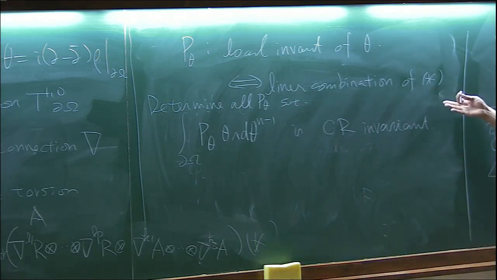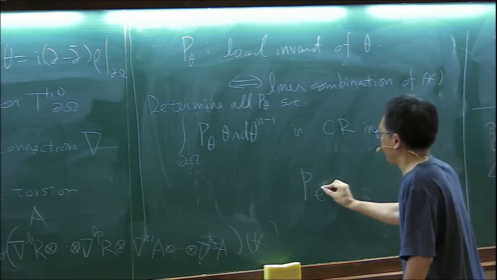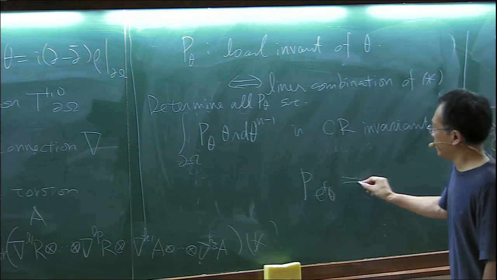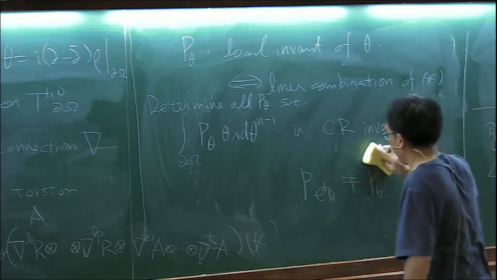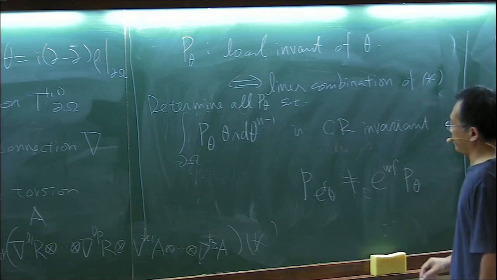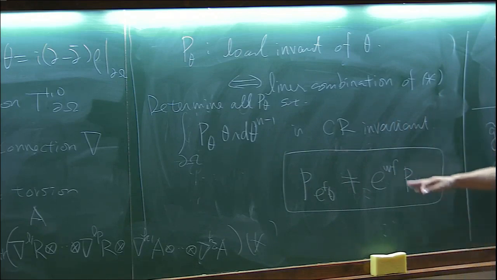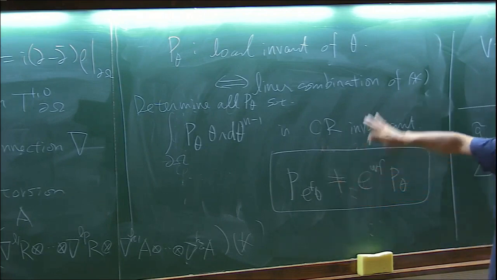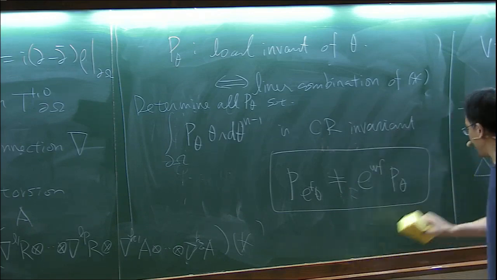So a local invariant is not CR invariant. If you scale theta by some factor, it is not even a good scaling. If this is CR invariant, that should mean P of the scaled theta equals some weight times P theta. If this is an equality, this is called an invariant of some weight. But that is already studied. So just consider more, you don't have to require that, but suppose that the integral is CR invariant. What is a possible choice? That's a natural question.